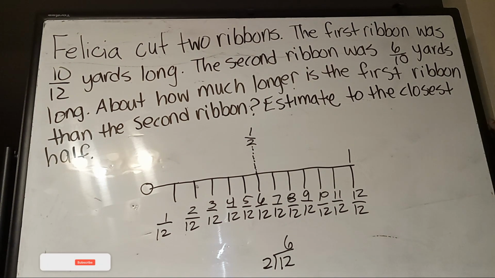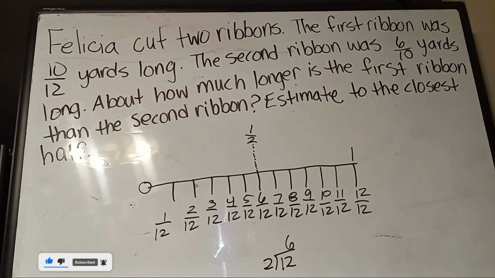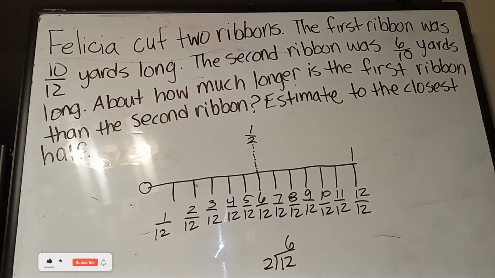That is where your half mark is at, the 6. All right, so now that we know that, we can go ahead and try to see how much our first ribbon is worth after estimating. What's the fraction that we have? 10 over 12. We have a 10 over 12, so now we're going to mark that onto our number line.